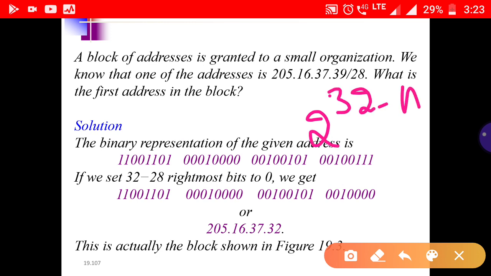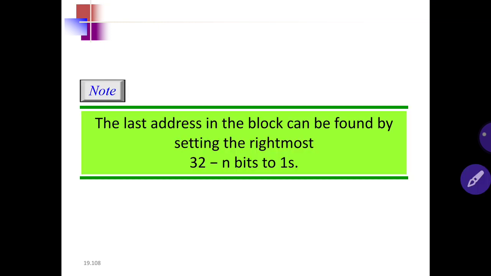2 to the power of 32 minus 28 is equal to 2 to the power of 4, that is equal to 16. Total number of 16 addresses are there in this block. Okay, next the last address in the block can be found by setting the rightmost 32 minus n bits to 1. Setting the 32 minus n bits to 0 gives the first address, and setting the 32 minus n bits to 1 gives the last address.